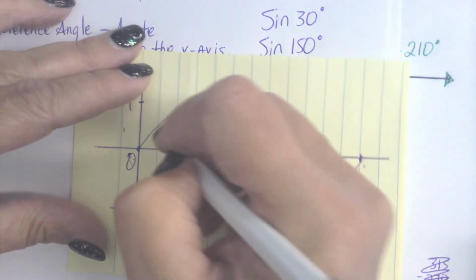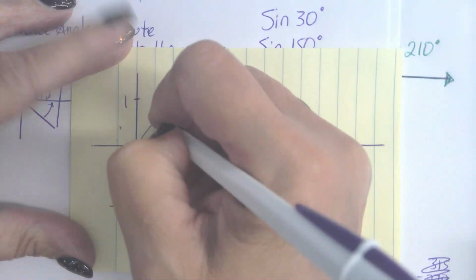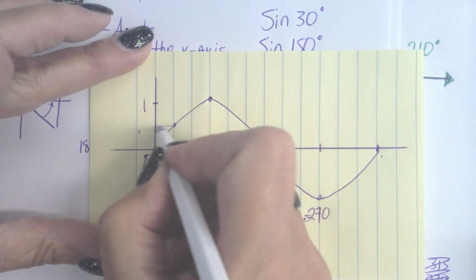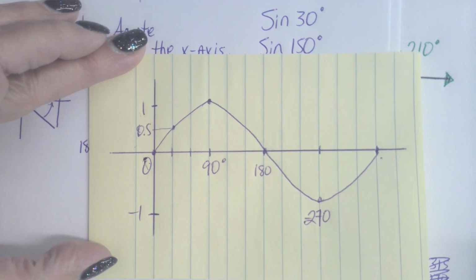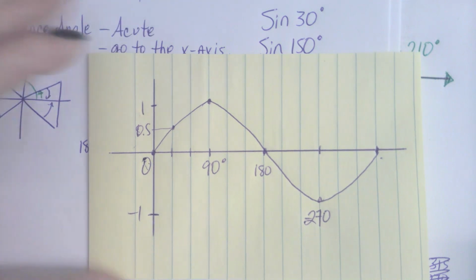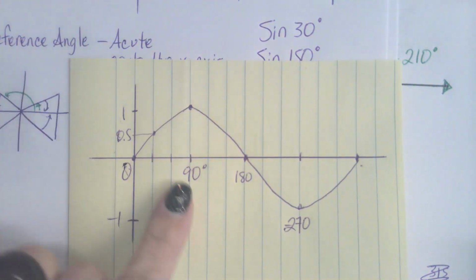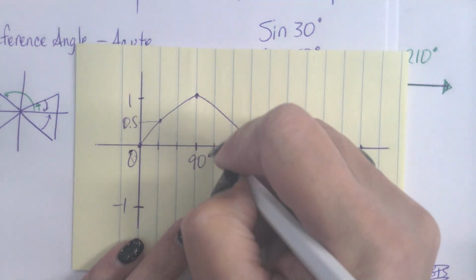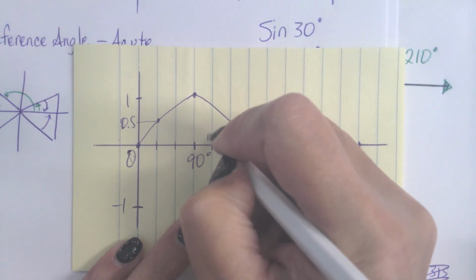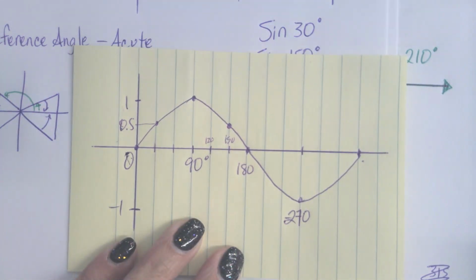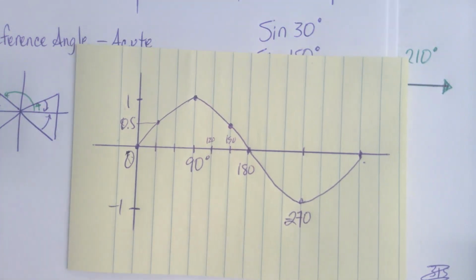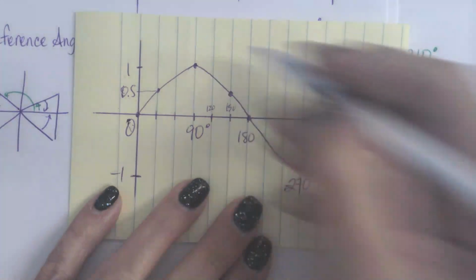Now, 30 is where on the wave? 0.5. So 30, 60, 90. Look at that, 0.5. Where is 150 on this graph? Right, 120, 150. Look at that, 0.5. Where is 210 on this graph?